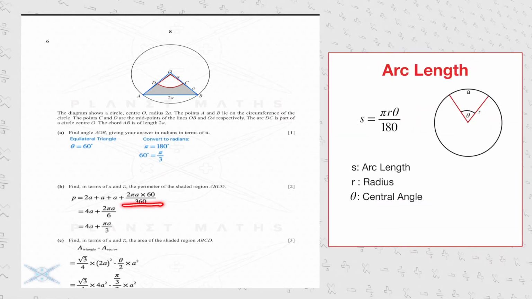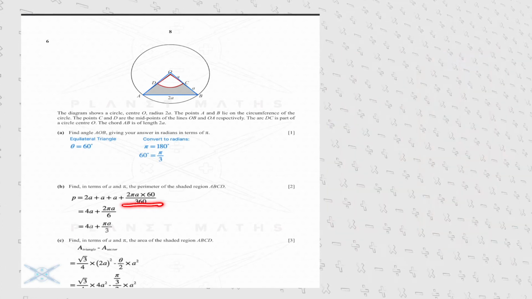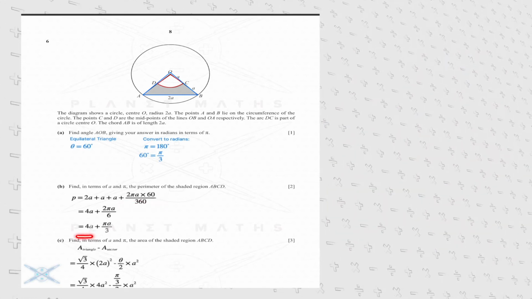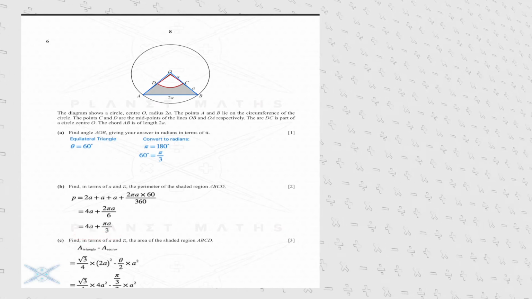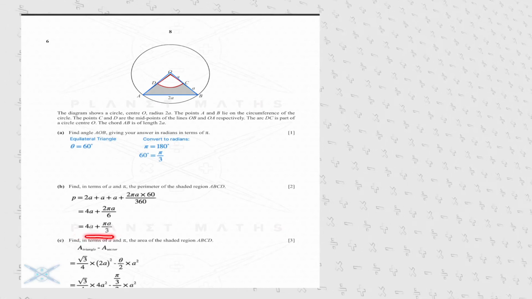Therefore it can be represented by this expression according to the formula provided. After simplification, we receive the length of the perimeter in terms of a and pi, which is represented by 4a plus pi a over 3.